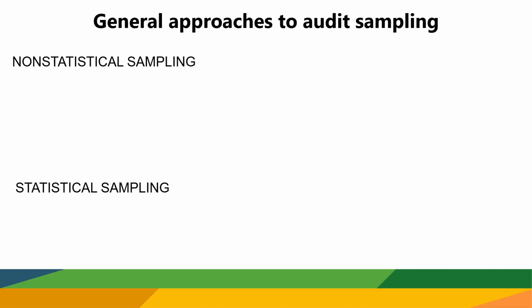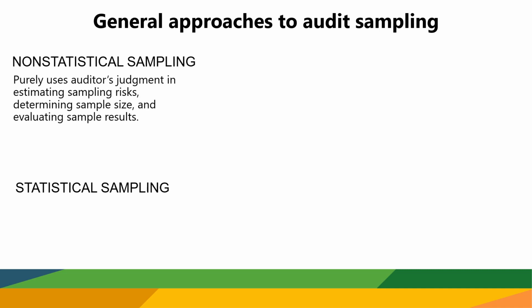All right. So, those are the two types of sampling risks. Now let's take a look at what are the general approaches to audit sampling. So we essentially have two. We have what is called a non-statistical sampling and a statistical sampling plan.